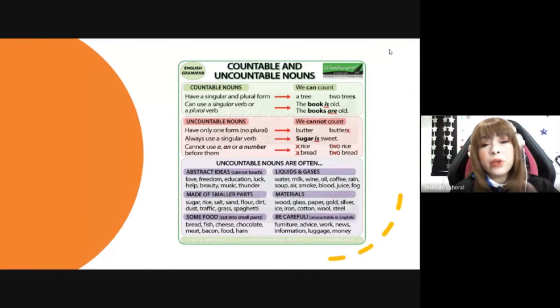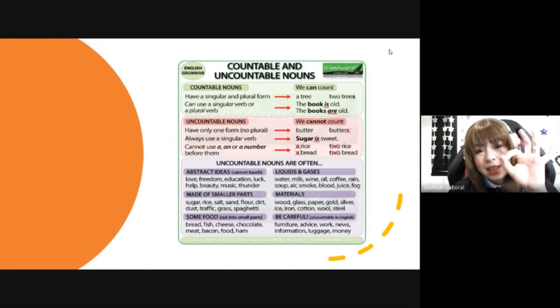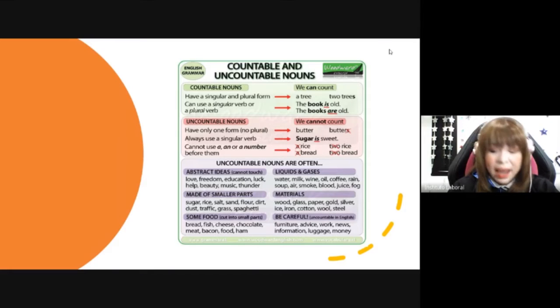We have also another group of examples of uncountable nouns made of smaller parts. Like, for example, sugar. Yes, sugar. Sugar is so small. The rice is so small. The salt, too small, that it's impossible for us to count. Every single piece of sugar, that's impossible to count. So they are made of smaller parts, like sugar, rice, salt, sand, flour, dirt, dust, traffic, gas, spaghetti. That's impossible for us to count. So we can't add numbers. They are called uncountable nouns.